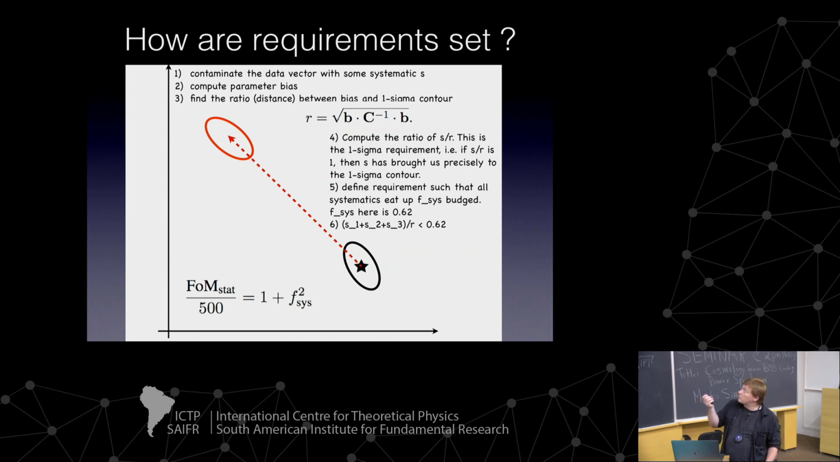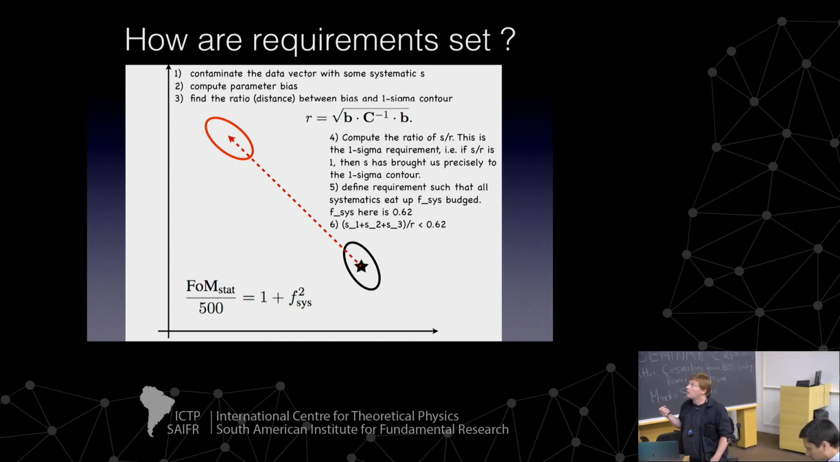And you compute this parameter bias, and that can also be done in the context of this Fisher matrix formalism. You find the ratio of this bias and the 1 sigma contour. Because this is now where you can make some decisions, right? You can say, okay, my bias is not supposed to be exceeding this contour. That's tolerable for me. Or half of this contour. That's tolerable for me.